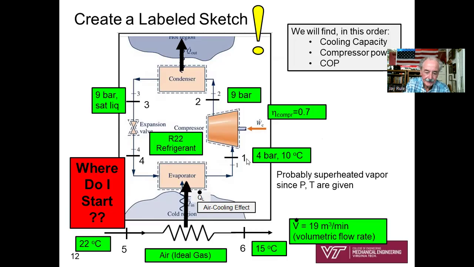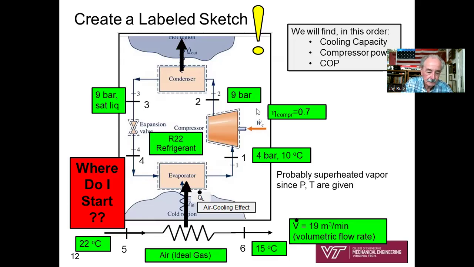You're given inlet compressor, 4 bar and 10 degrees C. Hey, here's a hint. When you have a phase change substance and you're given the pressure and temperature, it's very probable that you're going to have a superheated vapor of that phase change substance. Typically, if you're given a pressure and temperature of a phase change substance, chances are mighty good for this kind of situation, you're going to have a superheated vapor. Now, let's see, you're given that the compressor efficiency is 0.7.